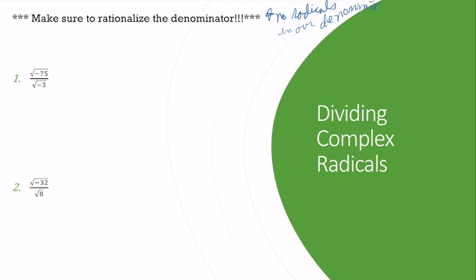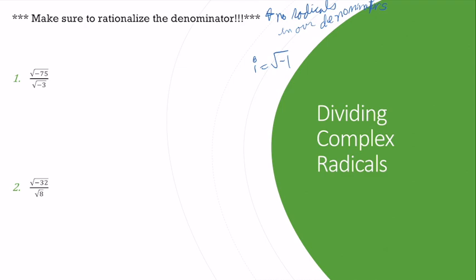And even though i doesn't exactly look like a radical, we have to remember it's the square root of negative 1. So we don't want that in our denominator. Here I have the square root of negative 75 over the square root of negative 3.